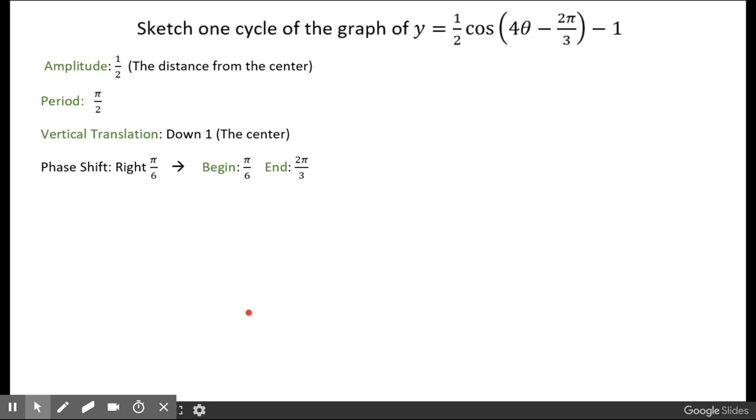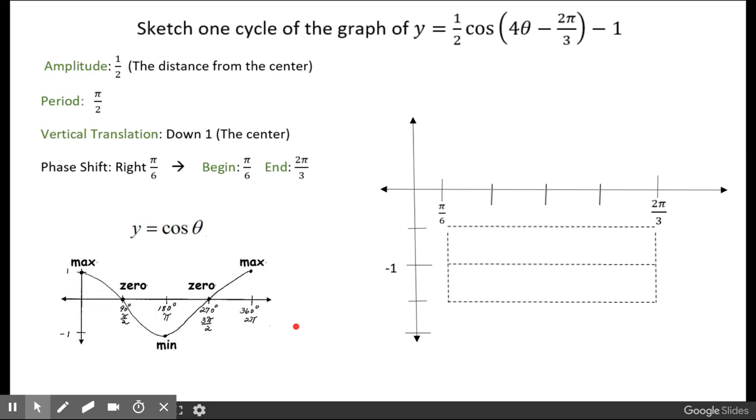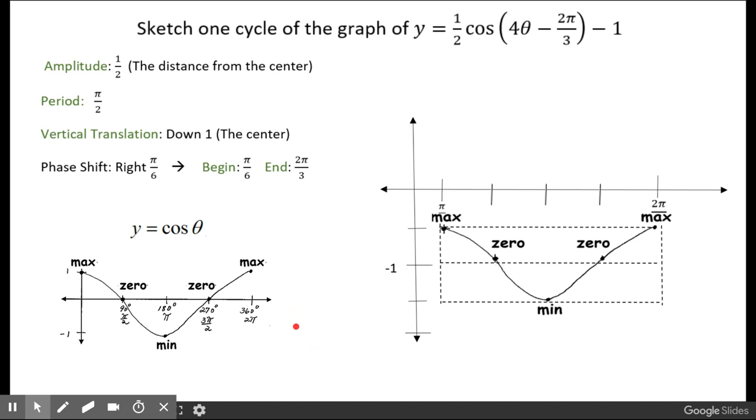All right, so we're all ready to go. Now we're ready to sketch one cycle of this graph. So we draw our graph, and remember we have a 5-point pattern, so we need 5 tick marks, and we start at pi over 6 and we end at 2 pi over 3. We also know that we're going down 1, so we're going to have the center of our graph at -1. And we're going to go up a half and down a half because amplitude is the distance from the center up to the top and to the bottom. Draw our sides. Remembering our pattern is max, 0, min, 0, max. We just map that right into our box.